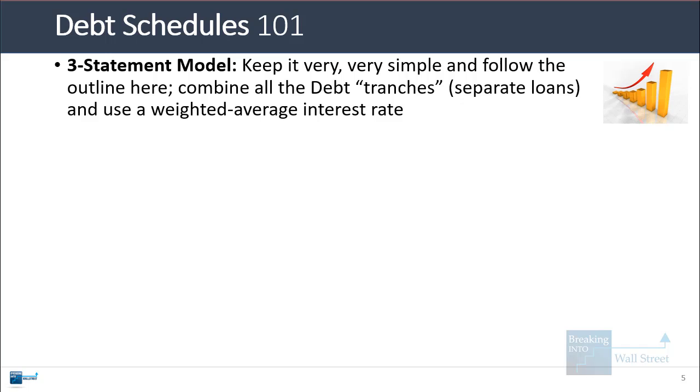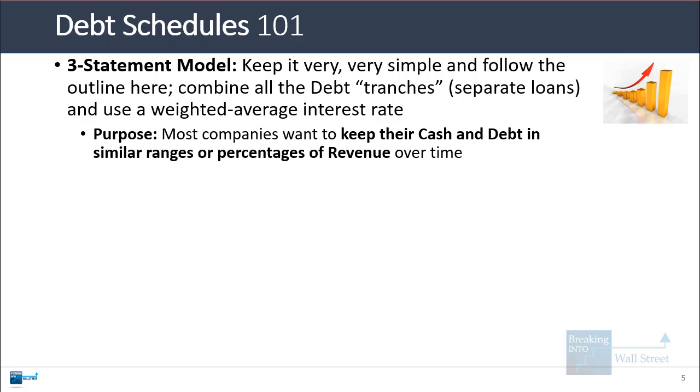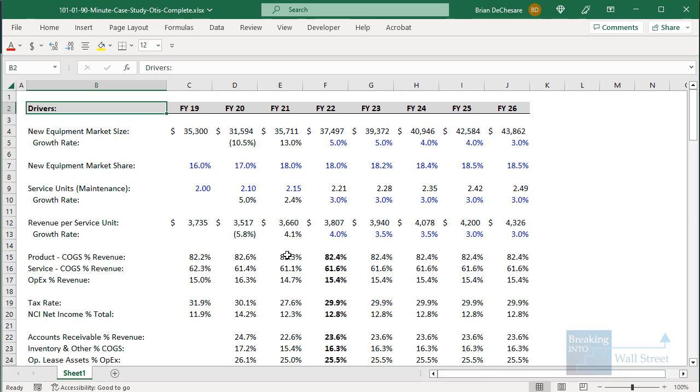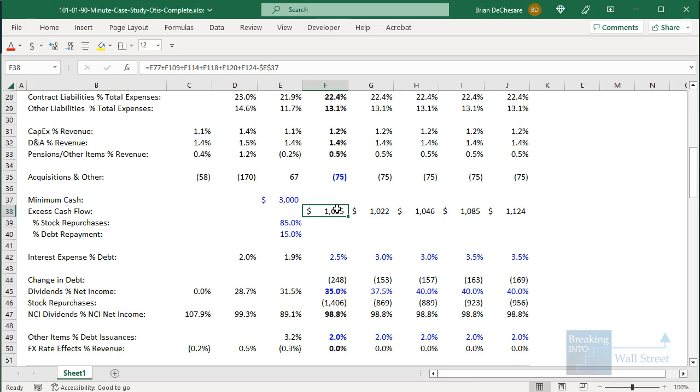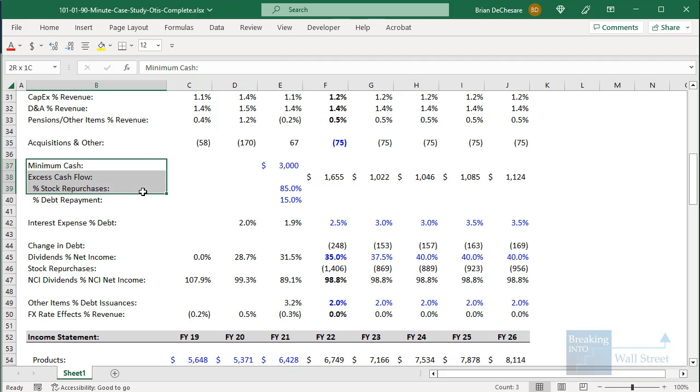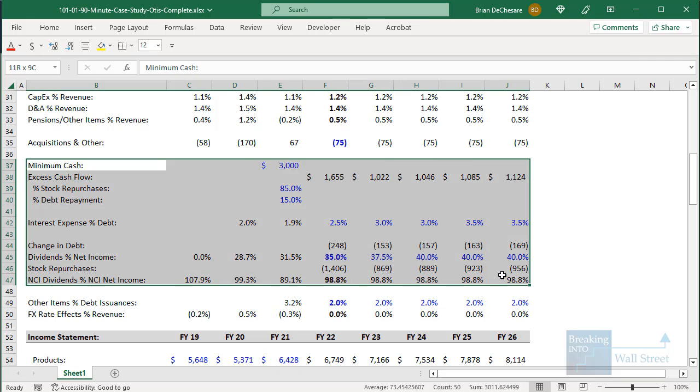In a 3-statement model, where you are projecting the company's income statement, balance sheet, and cash flow statement, I would recommend keeping it very, very simple and just following the outline that I laid out on the previous slide. You generally want to combine all the debt tranches or all the separate issuances of debt into one and use a simple weighted average interest rate. In this scenario, most companies want to keep their cash and debt levels in similar ranges or similar percentages of revenue over time, so it doesn't really benefit you to do something dramatic here to mix things up. If you take a look at our 90-minute 3-statement modeling case study for Otis, which we went through previously on the channel, you'll see a really good example here of a very, very simple debt schedule that does exactly this.